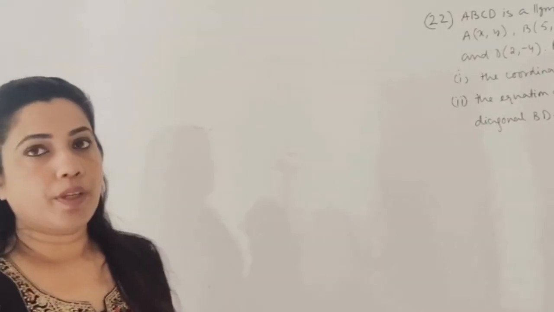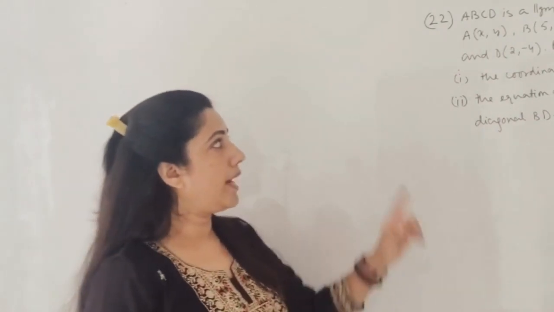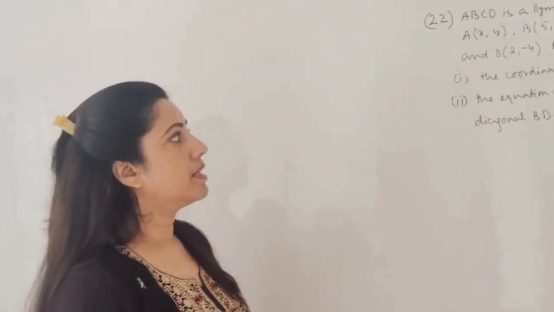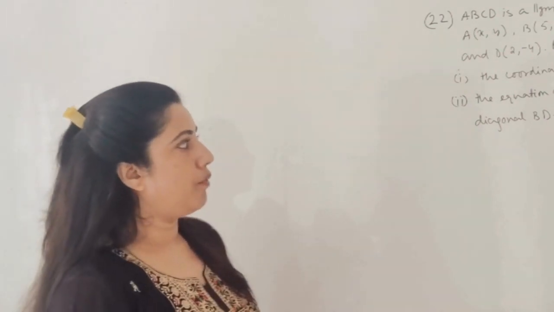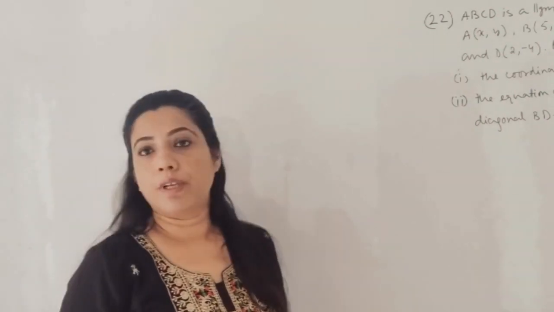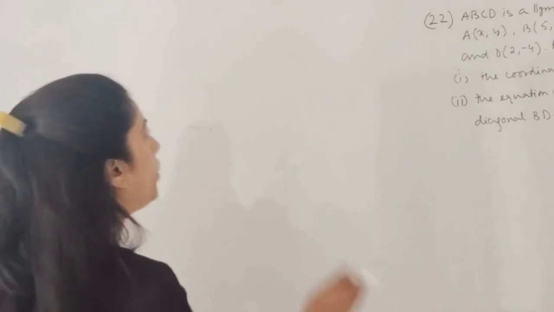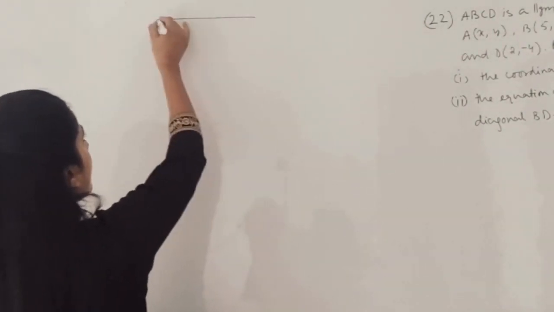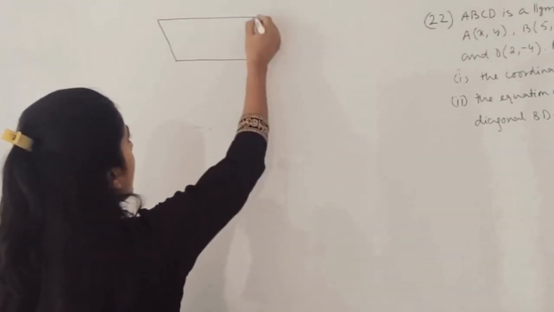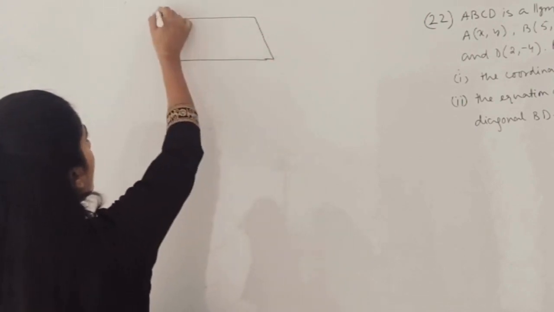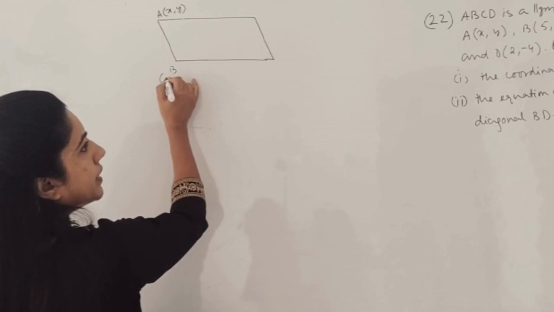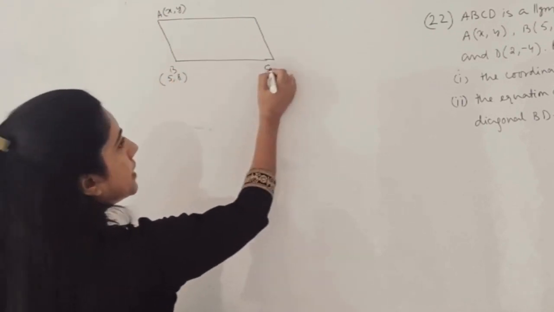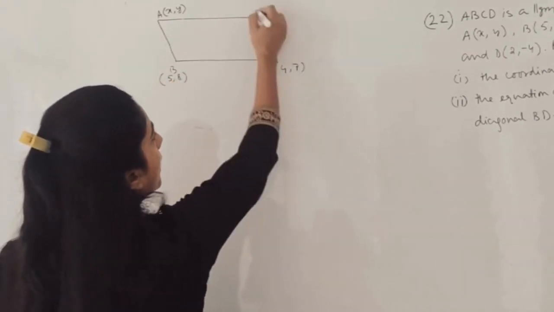Question number 22. ABCD is a parallelogram where A is (x, y), B is (5, 8), C is (4, 7) and D is (2, minus 4). Find the coordinates of A and also the equation of the diagonal BD. So let us draw a rough diagram ABCD. This is a parallelogram where A is (x, y), B is (5, 8), C is (4, 7) and D is (2, minus 4).